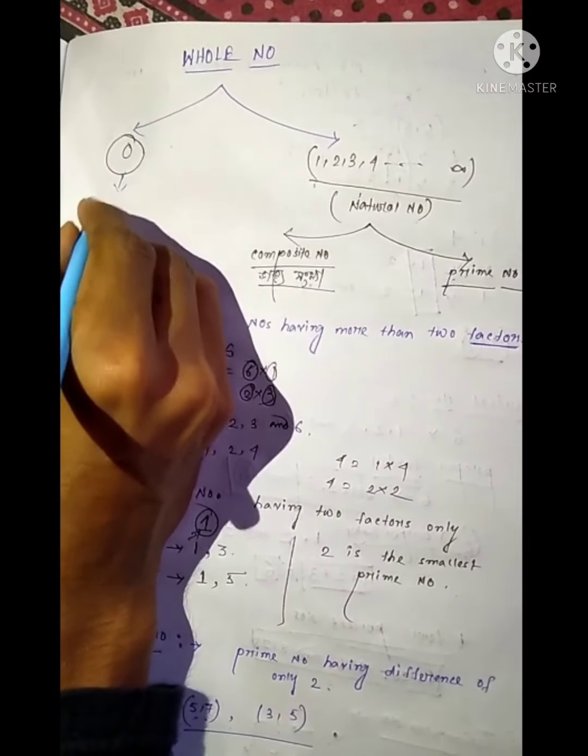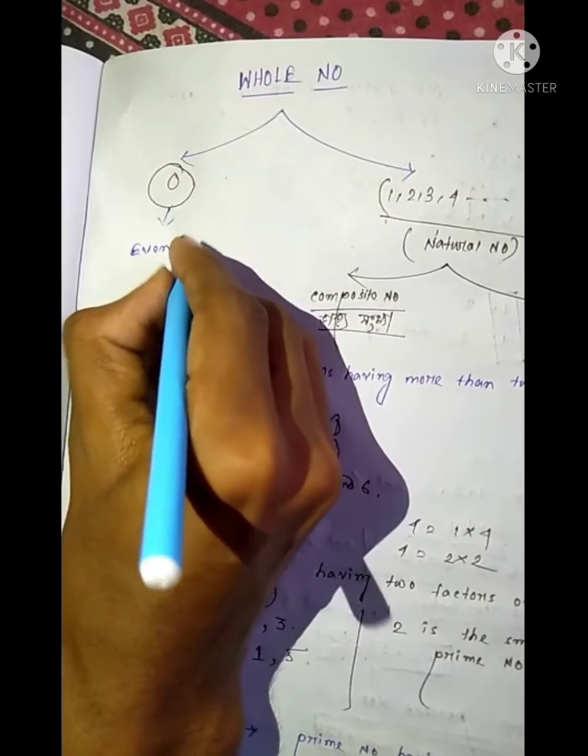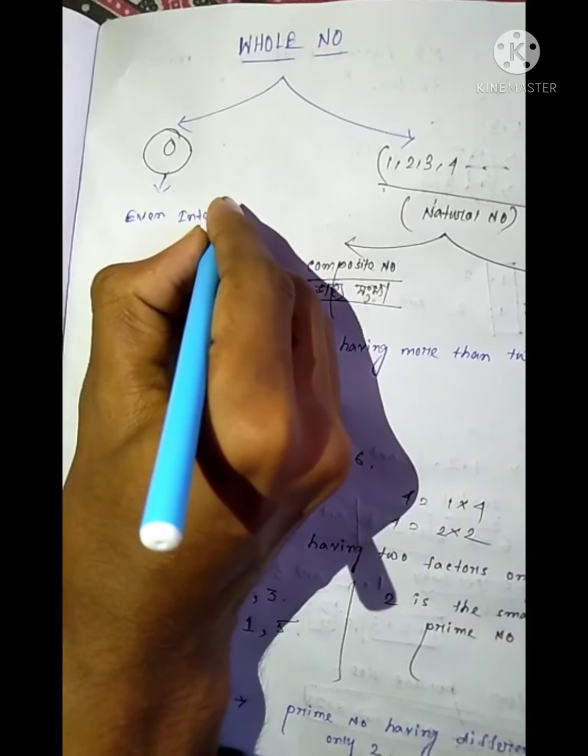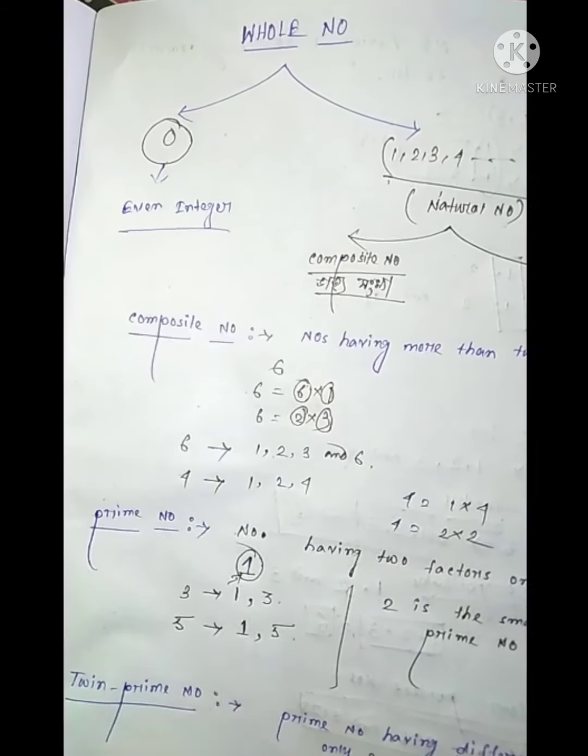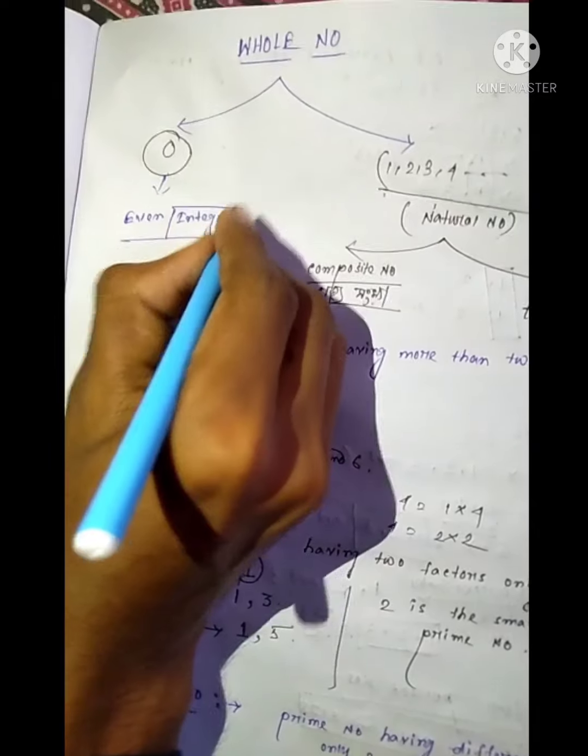0 is known as an even integer. Mind it. 0 is known as an even integer, not an even number.